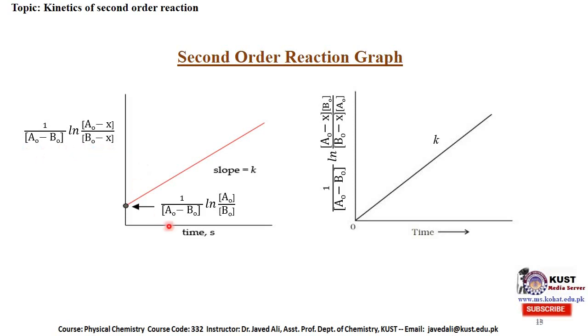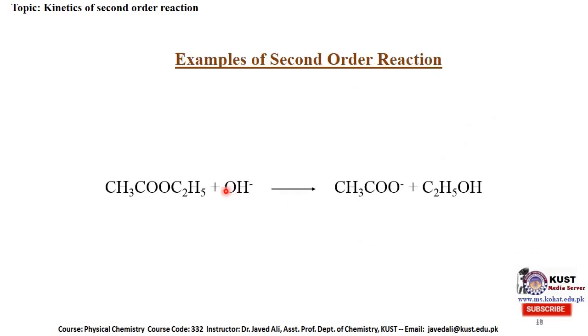When we plot this term versus t and get a straight line equation with constant slope, it means this is a second order reaction when initial concentrations of reactants are different. Similarly, we can also plot 1 divided by a naught minus b naught log a naught minus x into b naught divided by b naught minus x into a naught versus t, and we will get a straight line equation with constant slope and no intercept. Below is an example of a second order reaction when initial concentrations of reactants are different.